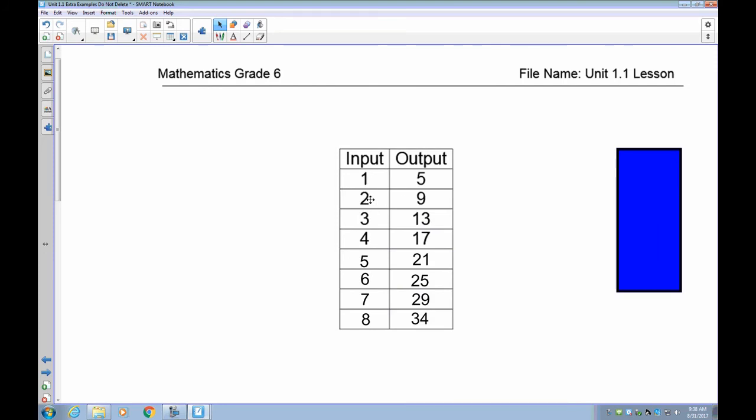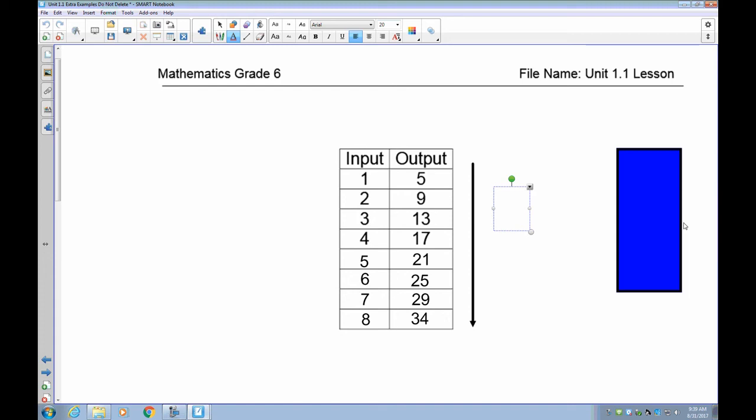1 to 5, 2 to 9, 3 to 13, etc. Okay, well, the first thing you need to do, what is the output rule? What's happening here? We're going up by 4. 5 plus 4 is 9. 9 plus 4 is 13. 13 plus 4 is 17, etc. So we're going up by 4.